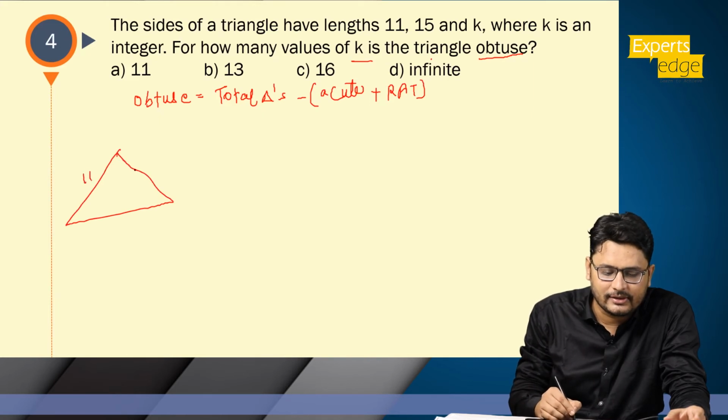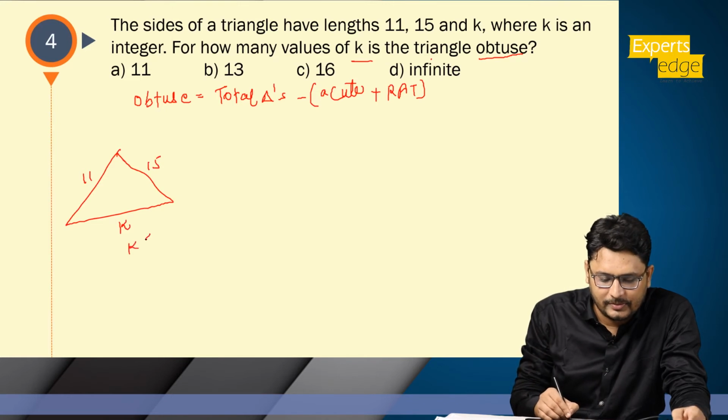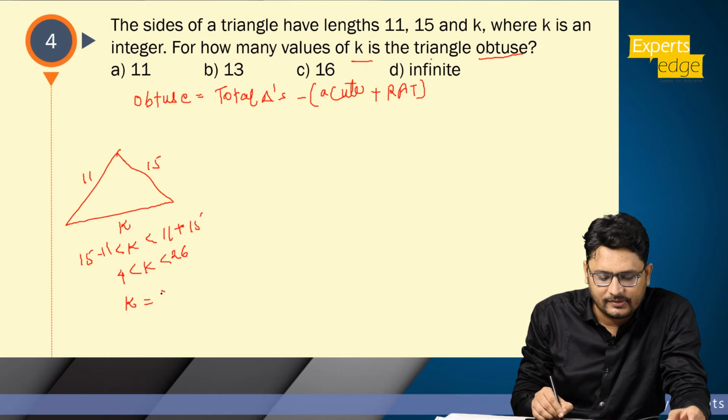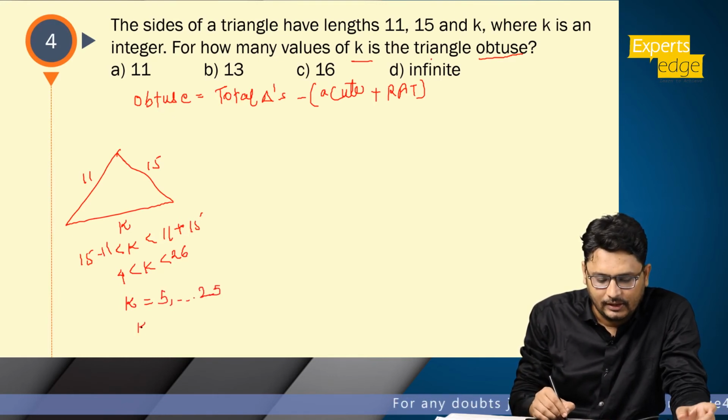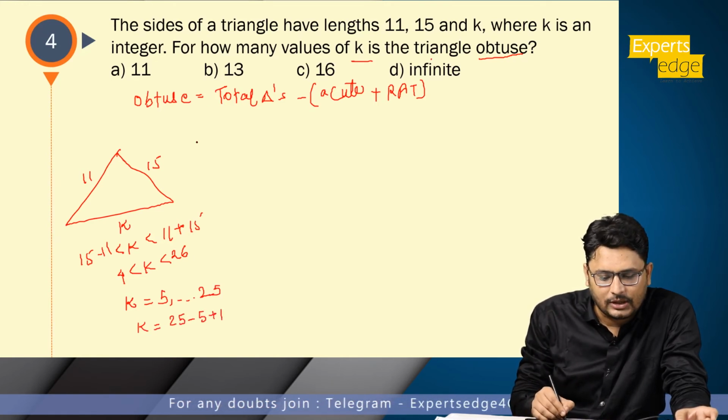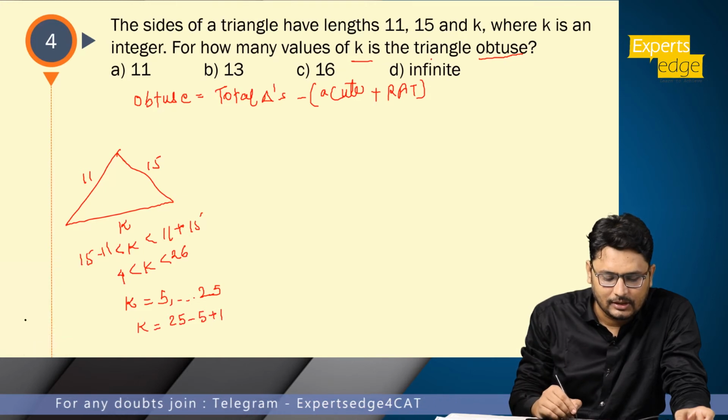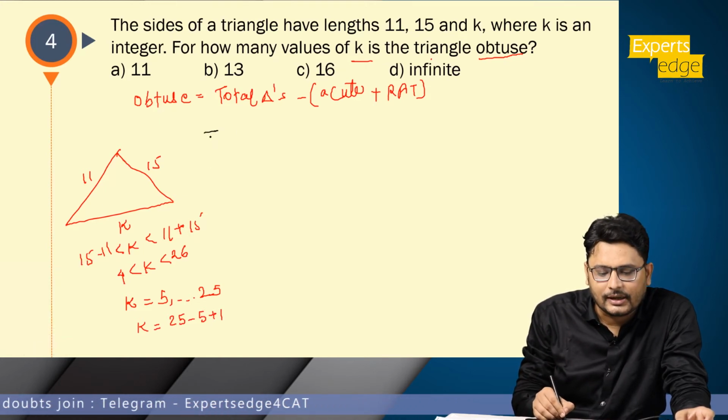Don't get confused. So this is 11, this is 15 and this is k. So what is the range of k? So a side has to be between the sum of the other two sides and the difference of the other two sides. So basically 4 to 26. So k का range will be what? The smallest k will be 5. 5 से लेके 25. So I can say the values of k will be 25 minus 5 plus 1. That is, the total number of triangles which I'll get is nothing but 21. So the total triangles is 21.